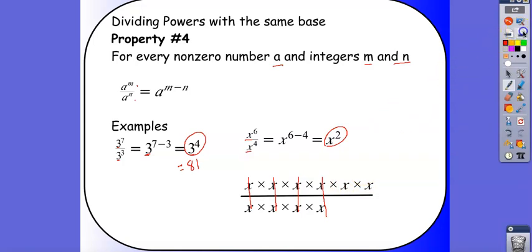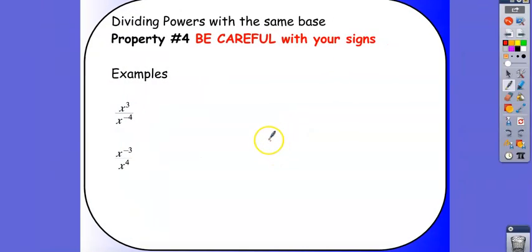Okay. Let's do some examples because, like I said, some people have a little bit of a hard time with this one. On this one, I have x cubed and x to the negative 4th. Let's see if we can get this going. I'm going to have the same base, which is x. I say 3 minus negative 4, which is 3 plus 4, a negative and a negative, is equal to x to the 7th. So you have to be careful with your signs.